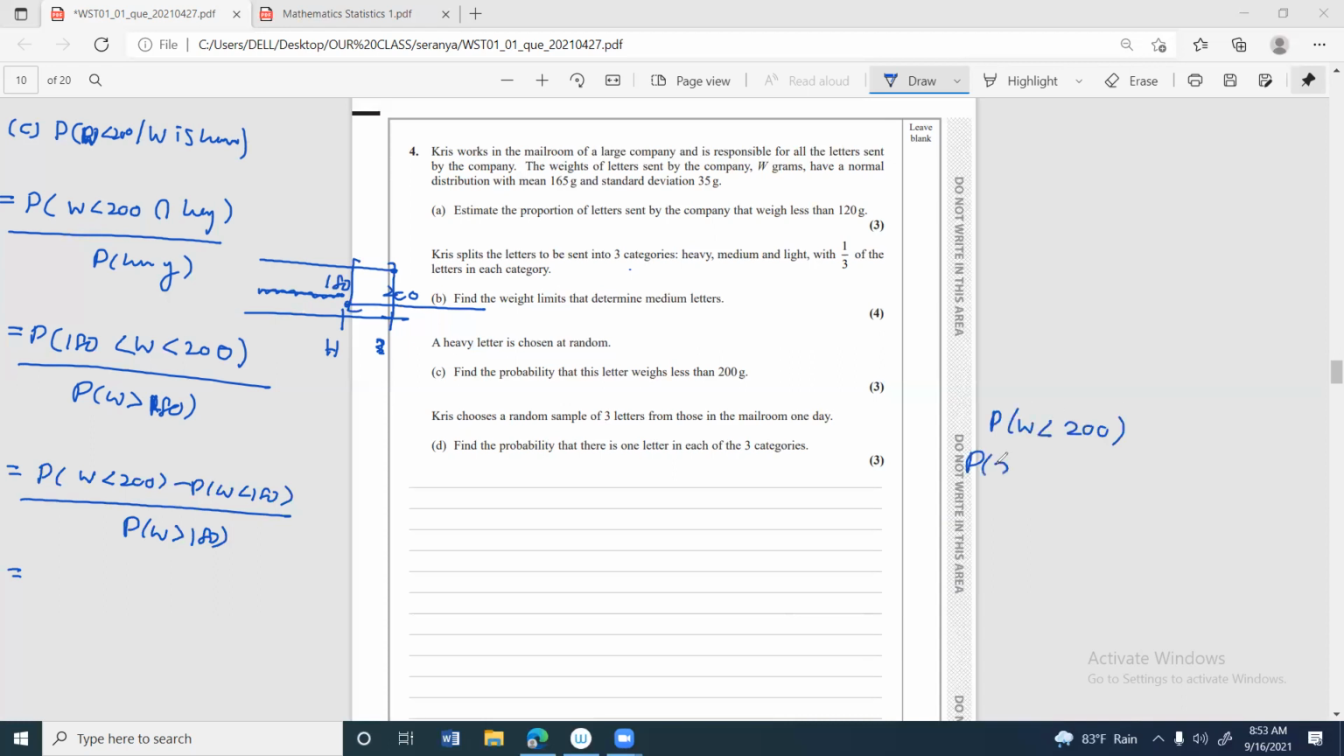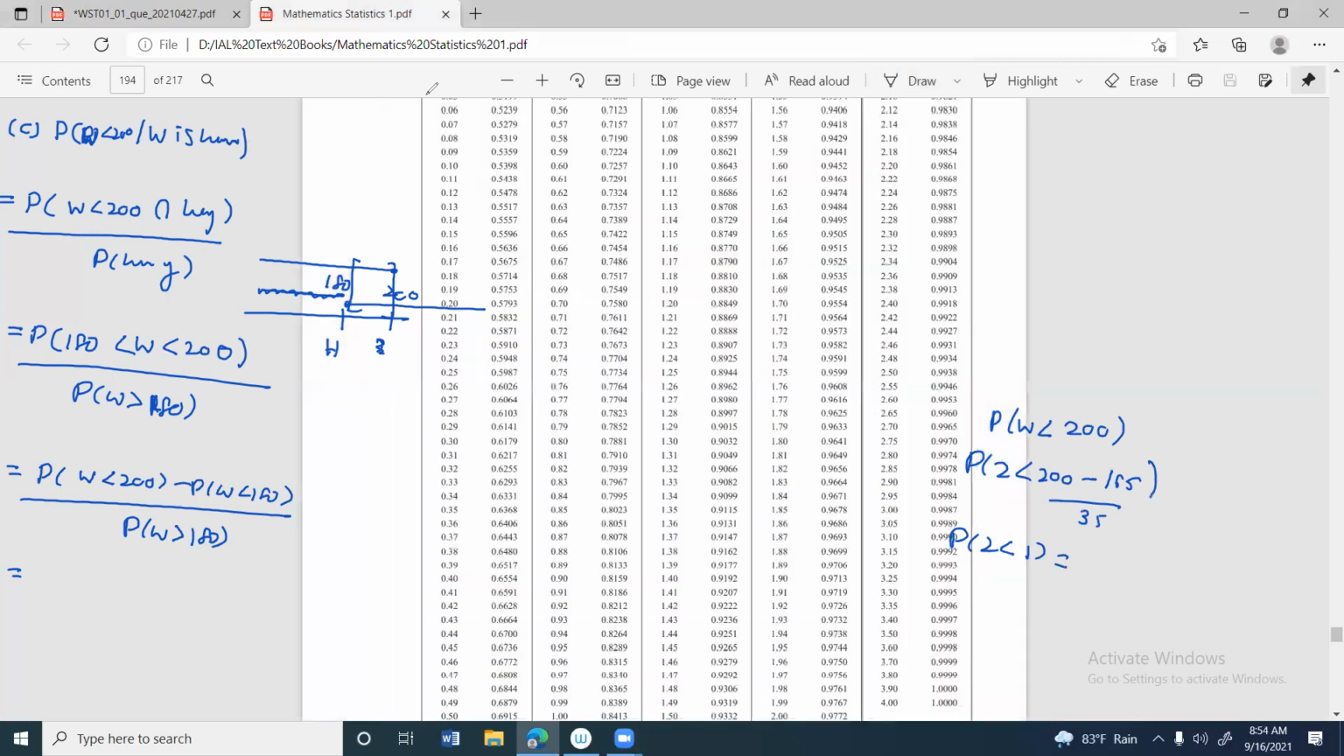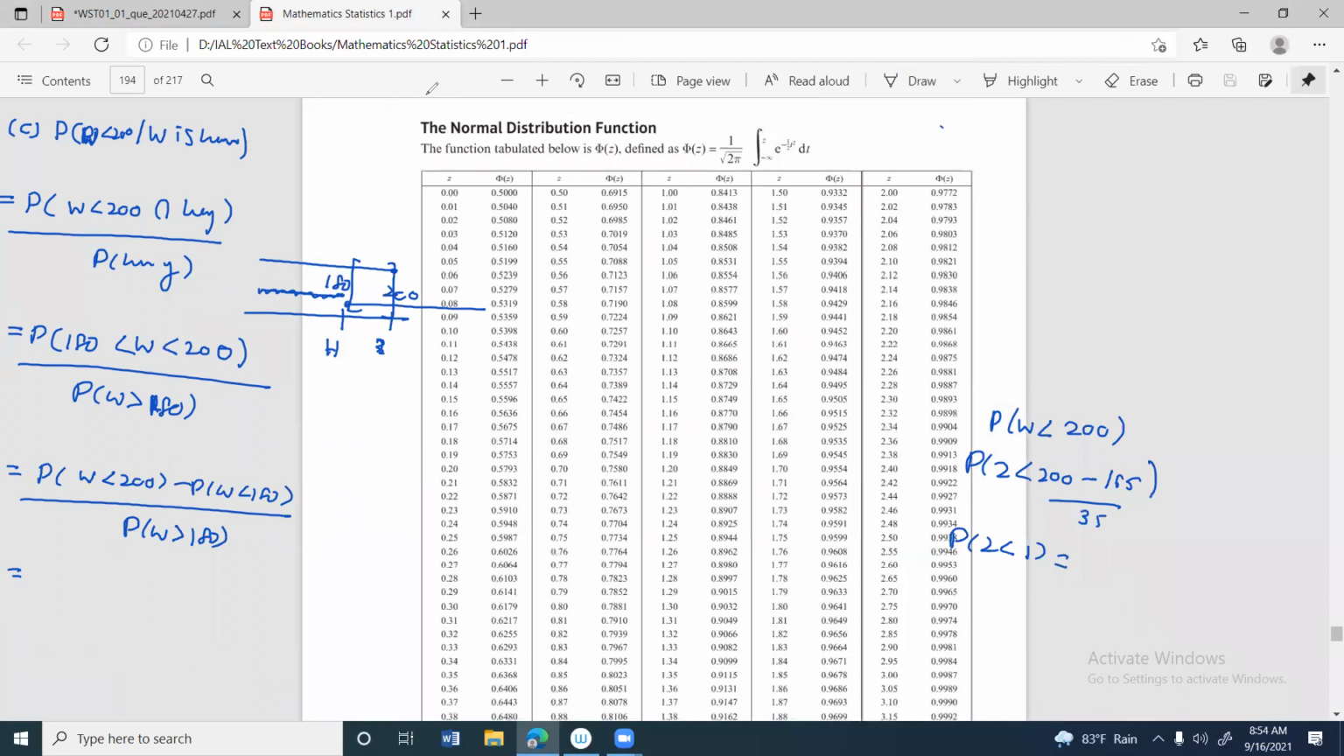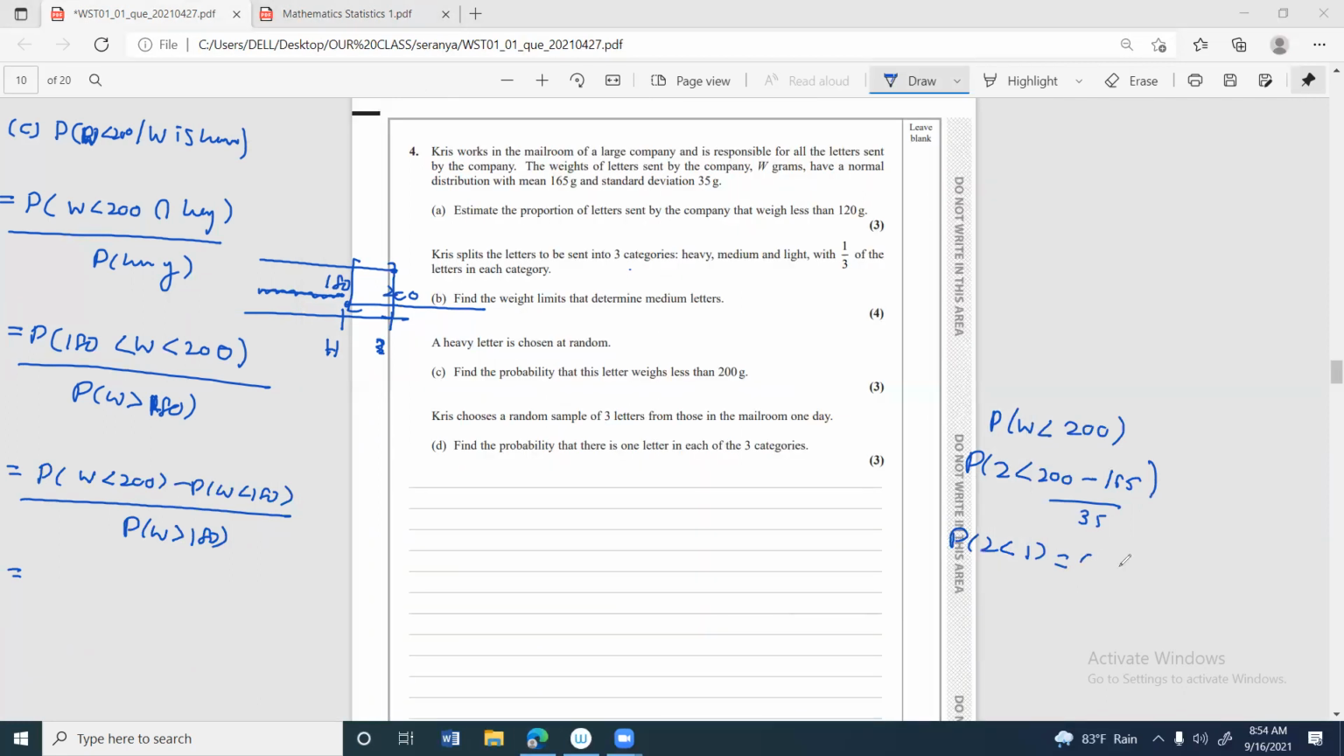That means you have to say Z is less than 200 minus the mean value 165, divided by 35. Then Z is less than 200 minus 165, which is 1. That value you can see from the table. 1 means here the value is 0.8413. And we know that the probability of less than 180 means the heaviest 1/3, so the lesser region should be 2/3.